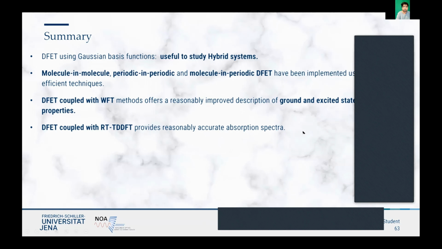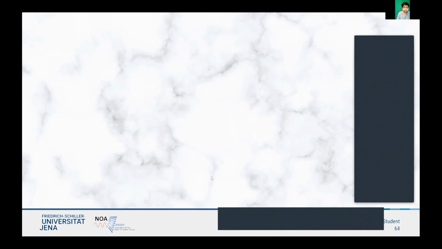So in conclusion, the FET using Gaussian basis functions is actually quite a useful tool to study hybrid systems. And I have implemented molecule in molecule, periodic in periodic, and molecule in periodic DFAD using efficient techniques already existing within the RIPPER module. And coupling it with wave function theory methods also offers an improved description of both the ground and excited state properties. And coupling it with the rt-tddft also offers very reasonably accurate absorption spectra.